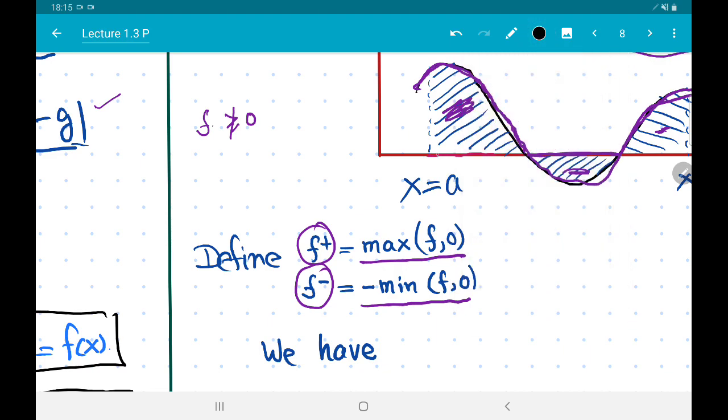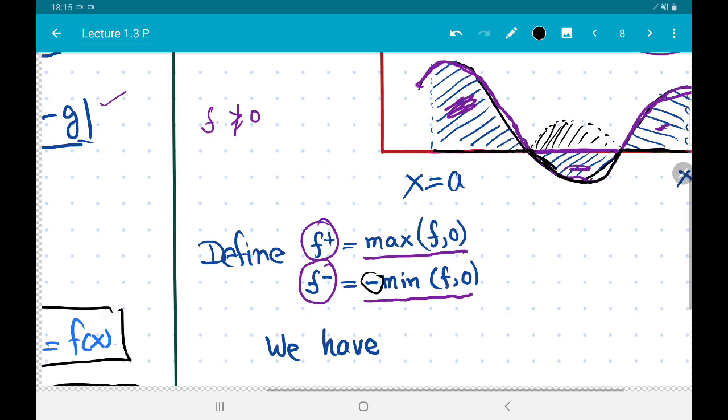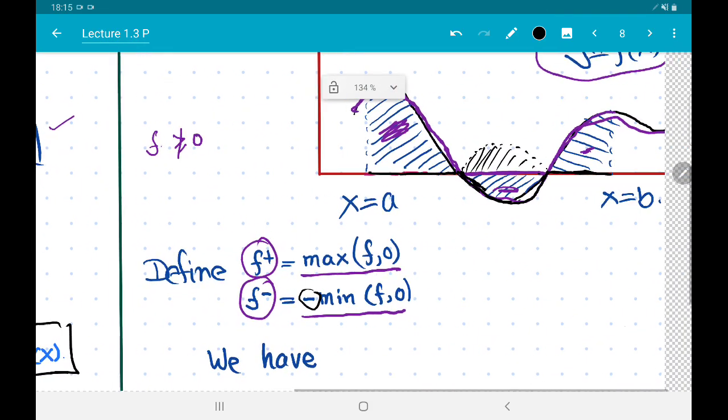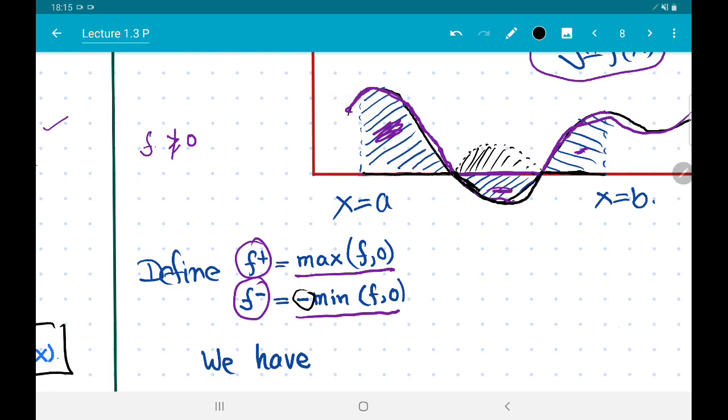So let me put it in black. f minus is going to be, so this is the minimum function. Now if I put a minus here, then you will see that you will get a reflection of the region below over here. I hope this is clear. But now if I want to integrate f from a to b, we can see that this area will contribute as positive to the integration. This shaded area will again contribute something positive in the integration.